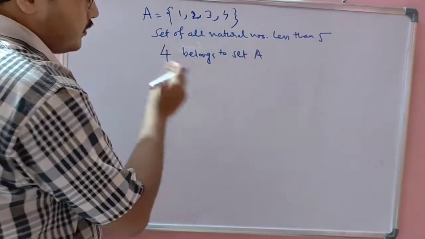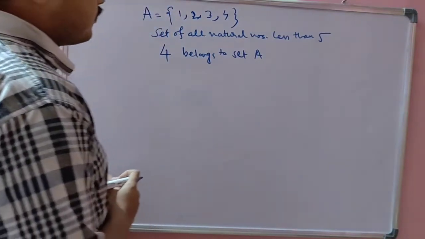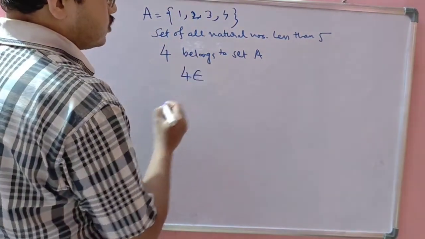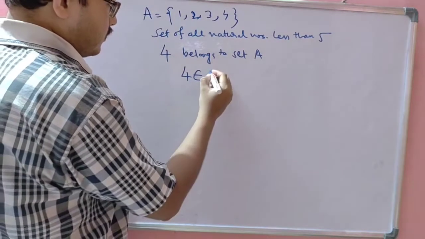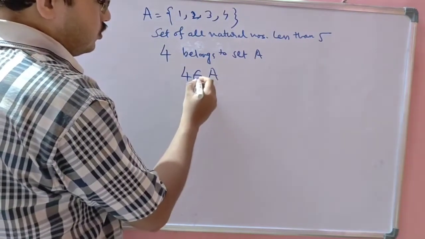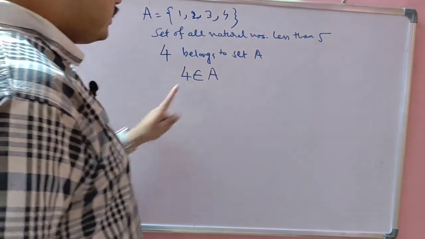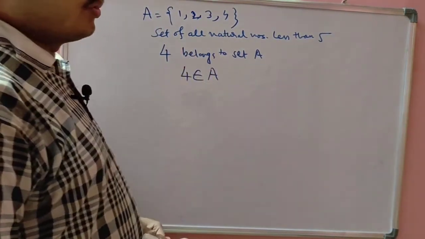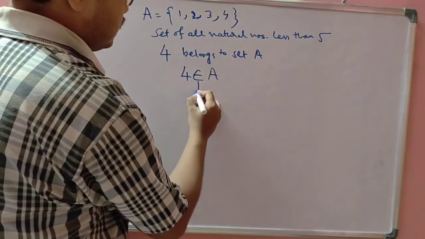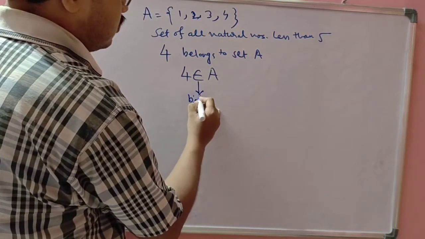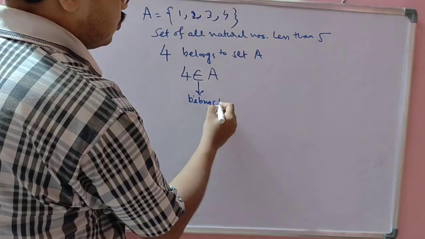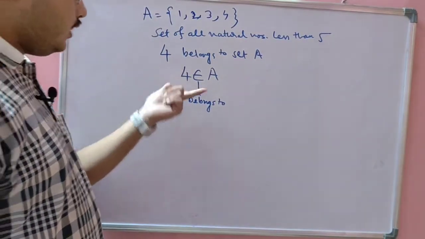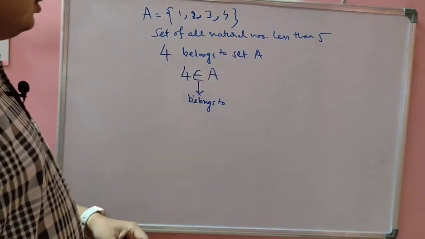How will we represent it in mathematical form? We write 4 ∈ A. This epsilon is a Greek alphabet letter which denotes 'belongs to'. So the element 4 is an element of the set A, and we say 4 belongs to A.